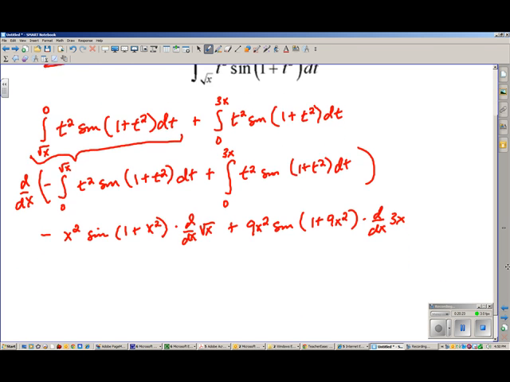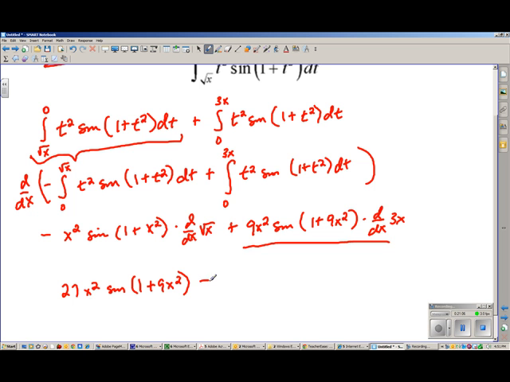Let's adjust this a little bit. Radical x, of course, that's x to the 1/2, or 1/2 x to the minus 1/2, or 1 over x to the 1/2, or 1 over 2 times radical x, right? So I might start off with the positive quantity here, and the derivative of 3x, of course, is 3. So I might say the final answer is 3 times 9 is 27x squared, sine of the quantity 1 plus 9x squared.